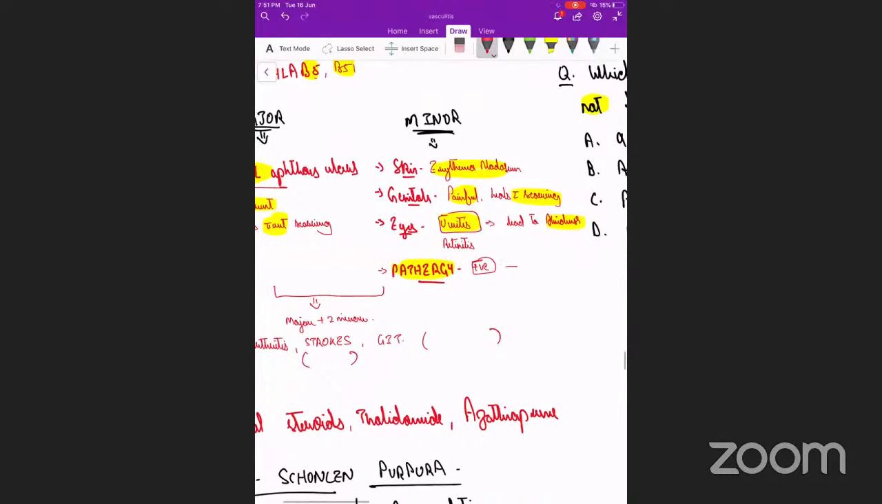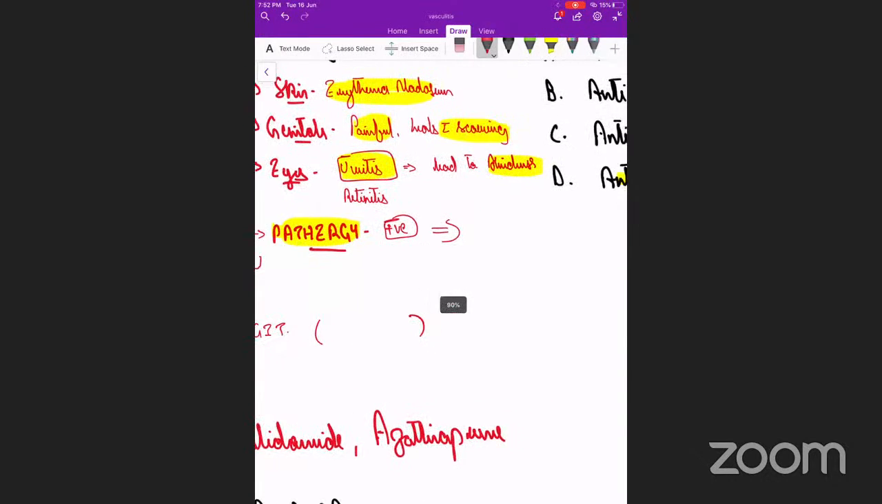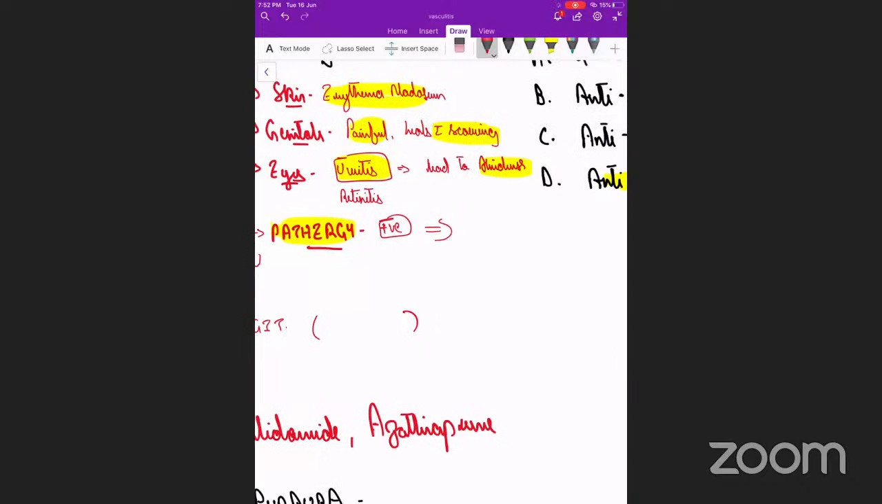Any other disease with pathergy test positive? Can you guys name any other disease with pathergy test positive? This you see in dermat. In dermat, you guys learn it in a topic called neutrophilic dermatosis. You read about pathergy test. So can you guys name a few neutrophilic dermatoses, anyone? Is it something related to Sweet?